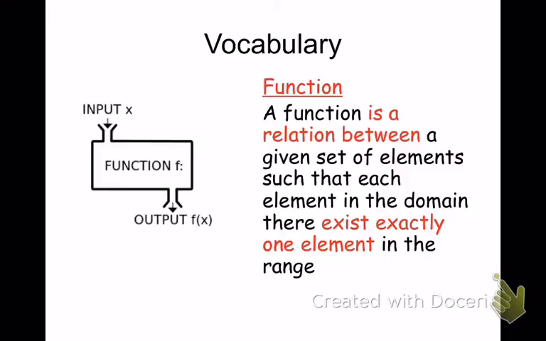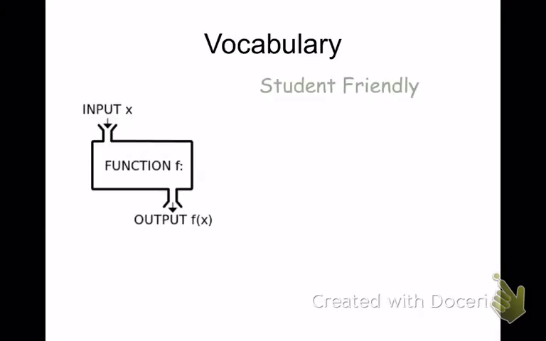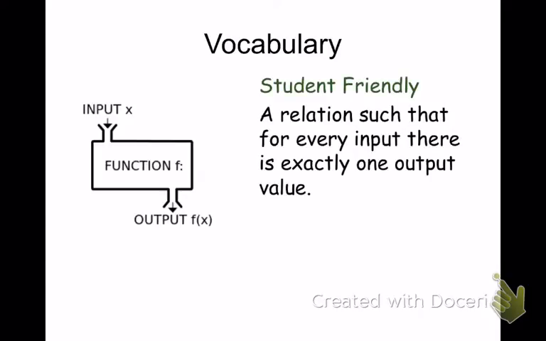Now, that's a pretty intense definition. It's very mathematical, has a lot of vocab words that we really haven't gotten deep into. But we're going to look at a slightly nicer, student-friendly definition. It's a relationship pretty much between two things, and the relationship is such that for every input value, there is exactly one output.